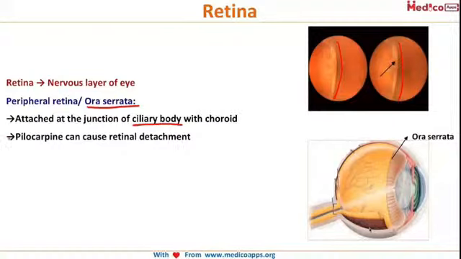So now when I instill pilocarpine into my patient's eye, there occurs a contraction of the pupil and this pulls on the ciliary body. This causes a contraction of the ciliary body as well. And in some unfortunate cases, when this contracts, the retina detaches from its attachment at the ora serrata. So this can sometimes lead to a retinal detachment. This is a very rare occurrence. Pilocarpine in this way causes a retinal detachment. Okay, that was about the peripheral retina.